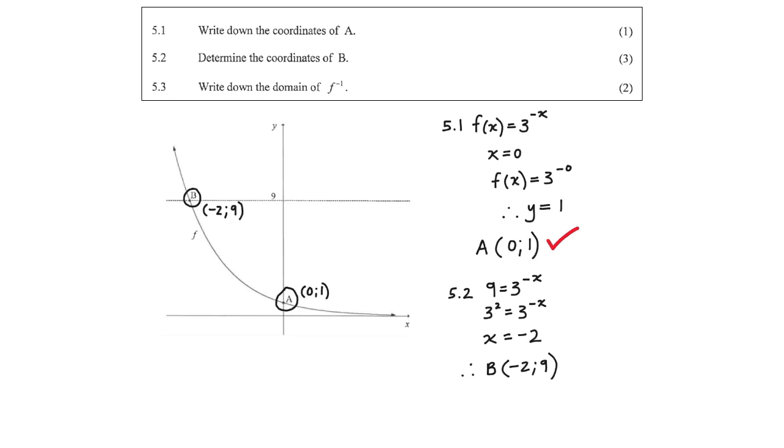Let's look at the mark allocation. You get 1 mark for equating 9 and 3 to the power of minus x. 1 mark for changing 9 to 3 squared, and then 1 mark for x equals negative 2. Let's look at question 5.3.